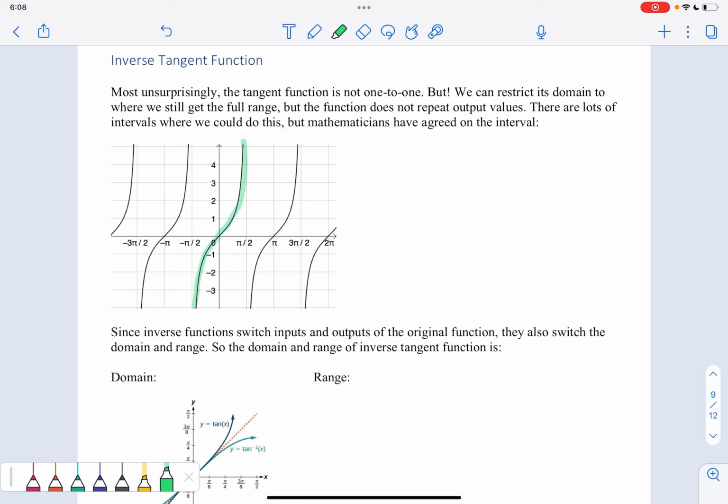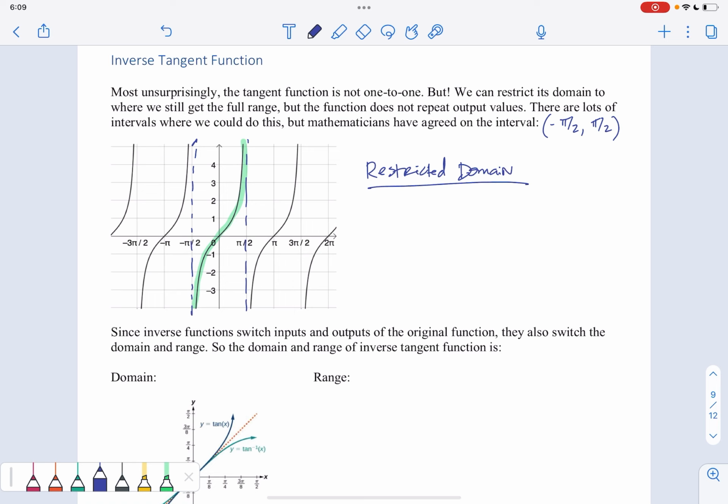-pi/2 to pi/2. But we notice that we have vertical asymptotes at -pi/2 and at pi/2, so the interval is an open interval, meaning it does not include -pi/2 and pi/2. So on this restricted domain, right, we throw out everything else, we get -pi/2 to pi/2 per tangent.